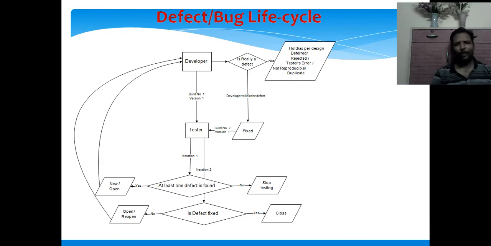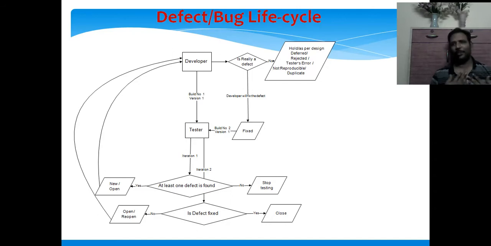Then what the test lead will be doing is checking whether those defects are genuine defects or not. Genuine defects means whether the defects are reproducible or not. Because he also knows the functionality, he will check whether the defects are reproducible or not, whether they are genuine defects or not, and whether there are any duplicate defects.